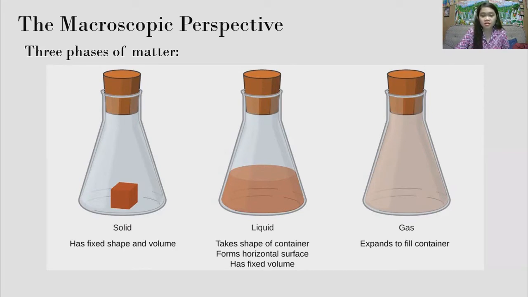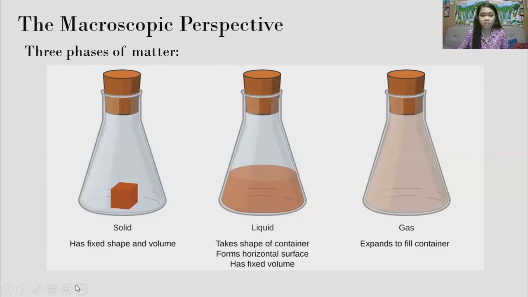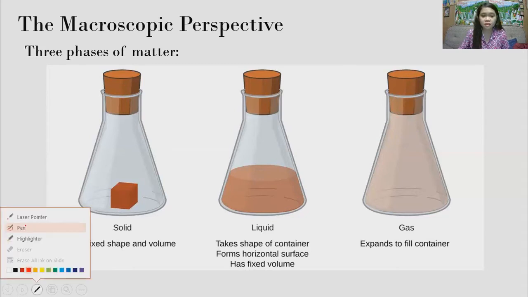And then for liquids, they take the form of the container, as you can see in this diagram. They also form a horizontal surface and have a fixed volume. Liquids are dependent on the container, and they are also an incompressible type of fluid, because the liquids tend to move if you try to compress them. So it's very hard to compress a liquid.